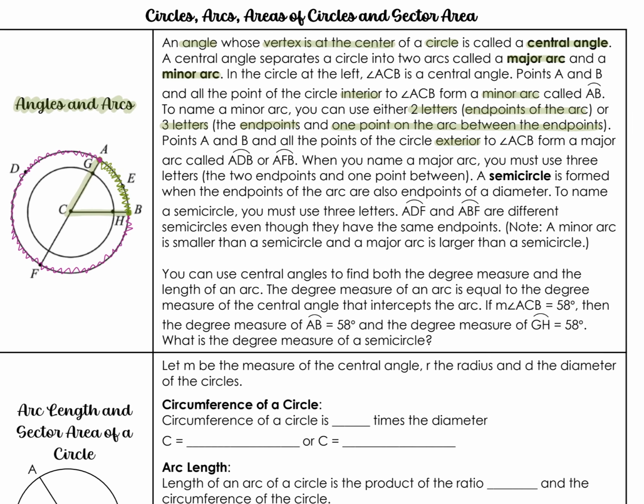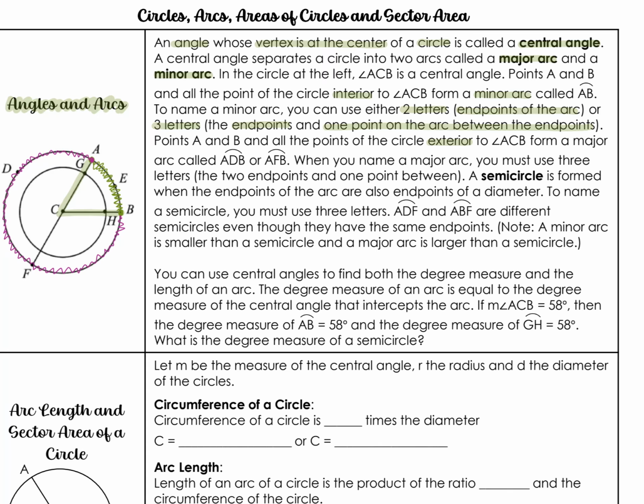All right, so moving on, as I kind of went over, you will use 3 points to name a major arc. And so here I'm going to highlight, we have to use 3 letters, with the 2 as your endpoints and then the 1 in between.